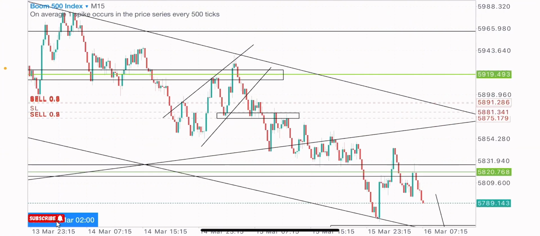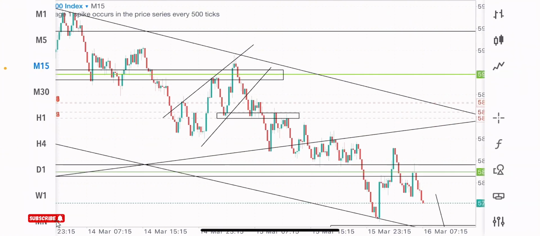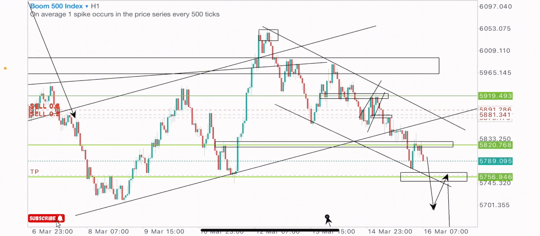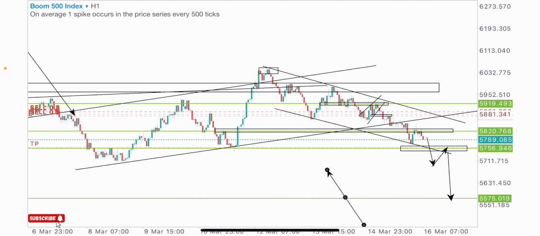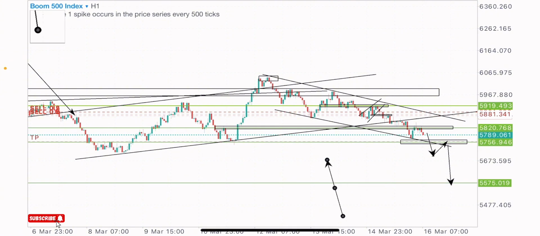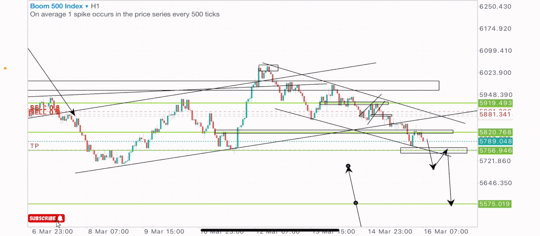So that's it, guys. That was how to take the sell trade on the Boom 500 index by identifying the market structure on a higher time frame, spotting my levels and zones, then going down to a lower time frame for my entry point.